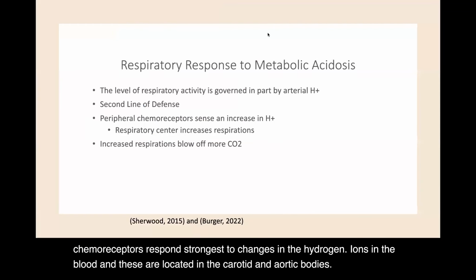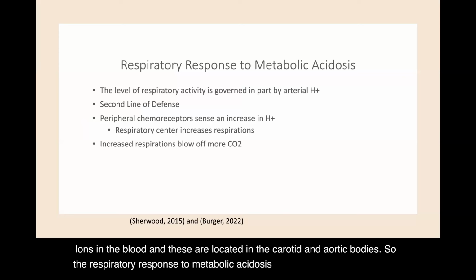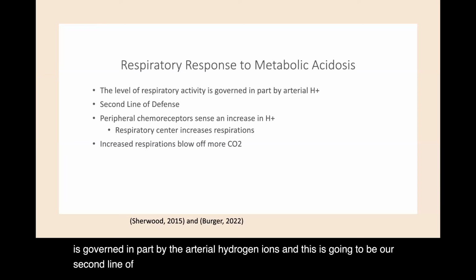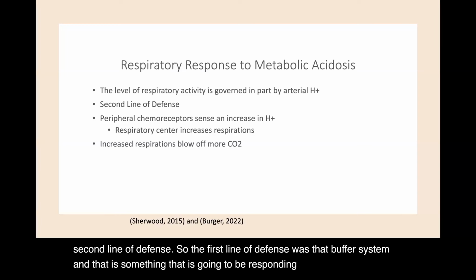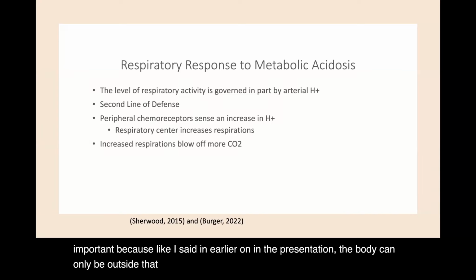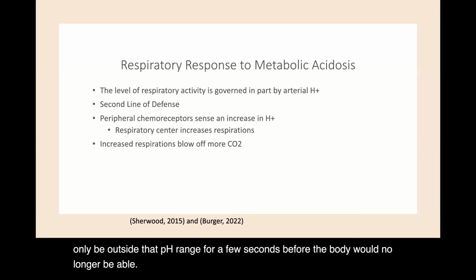So the respiratory response to metabolic acidosis, the level of respiratory activity is governed in part by the arterial hydrogen ions, and this is going to be our second line of defense. So the first line of defense was that buffer system, and that is something that is going to be responding within seconds, which is important because, like I said earlier on in the presentation, the body can only be outside that pH range for a few seconds before the body would no longer be able to be alive.